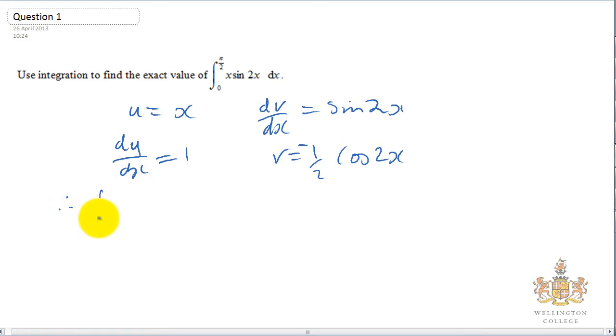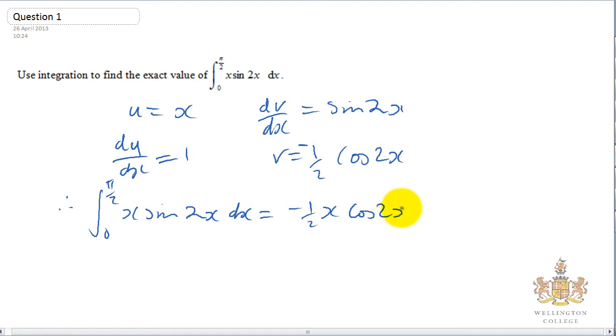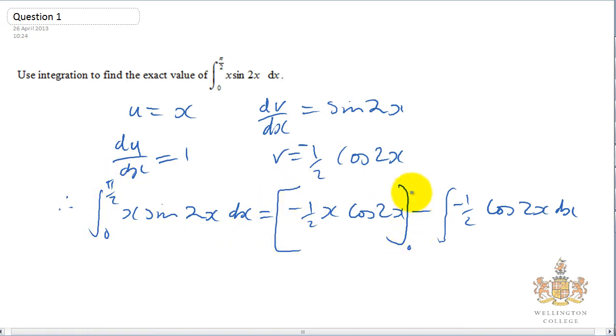So therefore, the integral from 0 to pi by 2 of x sine 2x dx is equal to, and the formula goes u times v, so it's going to be minus a half x cos 2x. If you do that times that and simplify, minus the integral of the two changed forms, v du by dx. So you've got 1 times minus a half cos 2x dx. And we are doing this between the limits of 0 and pi by 2, and they still are there.